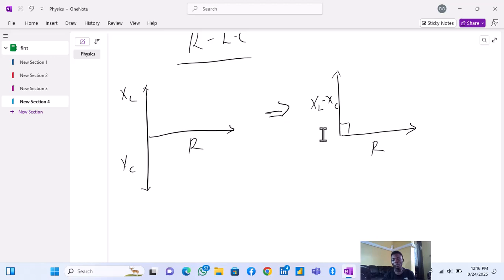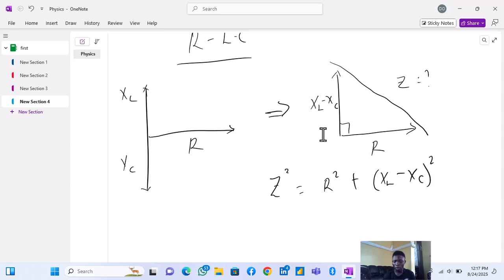So this is 90 degrees. We then find the resultant of everything all together, which is the Z here. The Z will be the hypotenuse. That's Z squared equals R squared plus XL minus XC, which is the whole of the other side, so XL minus XC all squared. If I take the square root of both sides, Z will be equal to the square root of R squared plus XL minus XC all squared.